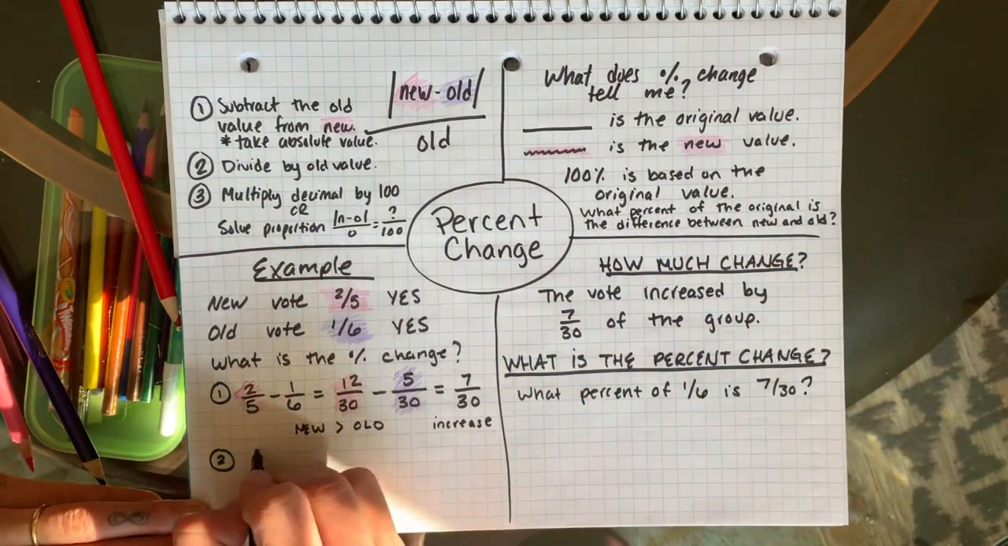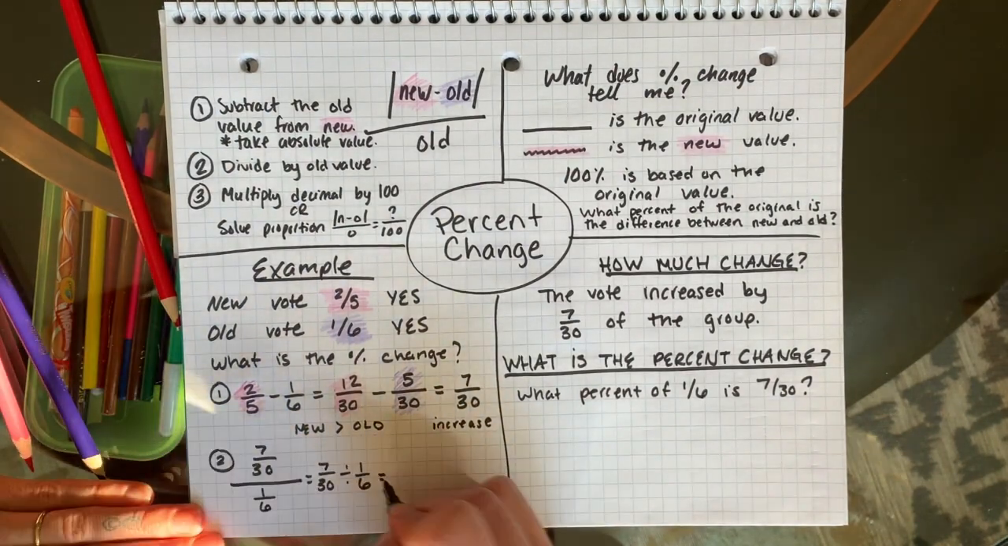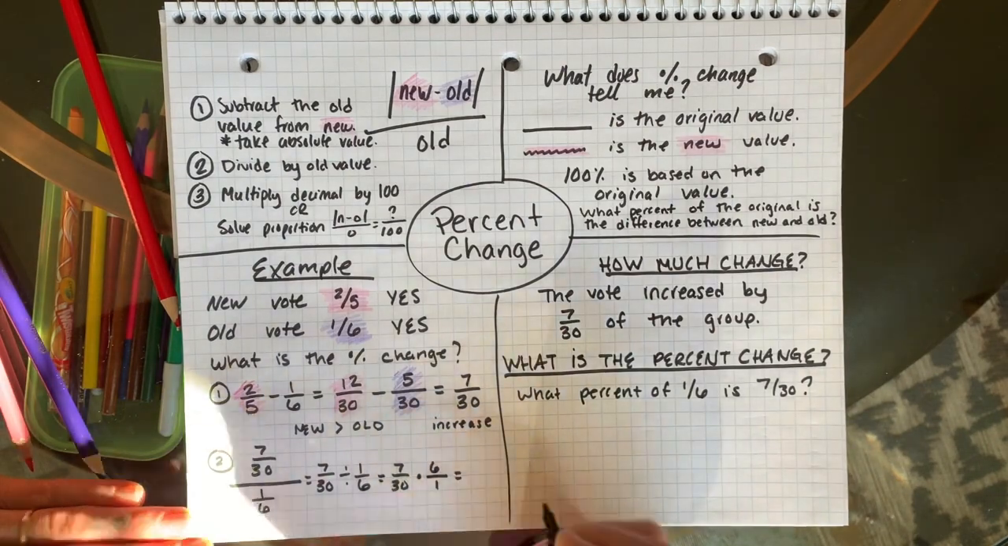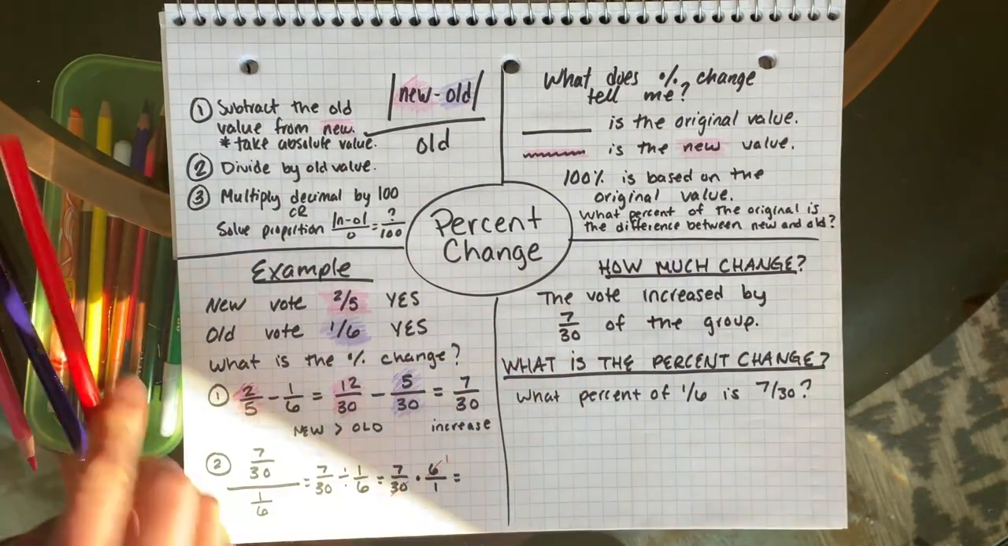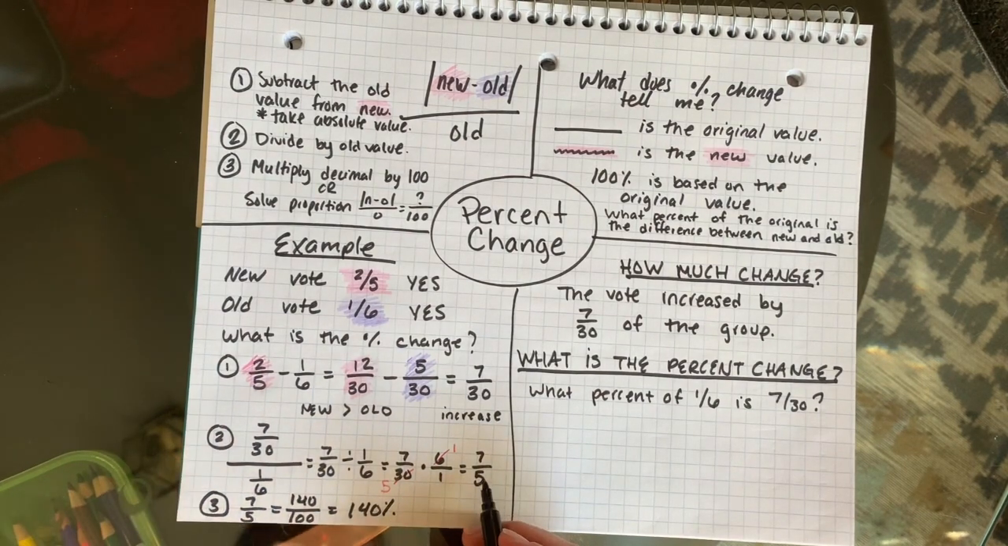Now we need to divide the difference of the values by the original value. So 7/30 divided by 1/6 gives us 7/5. 7/5 is the same as 140 out of 100. That's 140%.